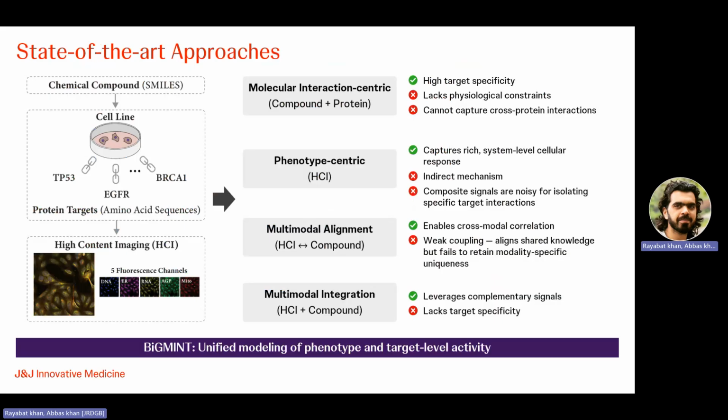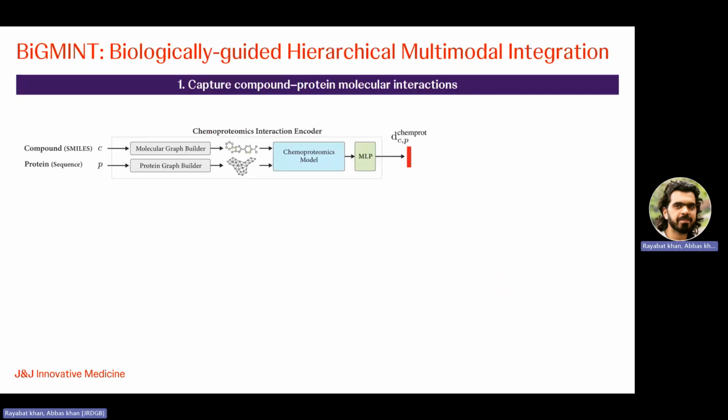The second is HCI. You treat cells with compounds, take fluorescent microscopic images, and read off the cellular response. This captures rich biology, but the image reflects everything the compound does at once, making it hard to isolate the effect on a specific protein. Prior multimodal methods combine both, but with weak coupling that discards modality-specific information. BiGMINT addresses this with biologically guided hierarchical integration, using the molecular signal to focus the image and a protein interaction prior to share information across tasks.